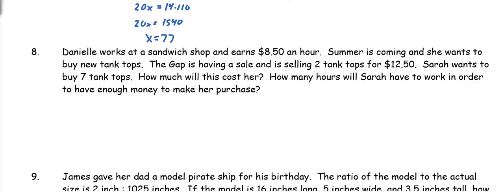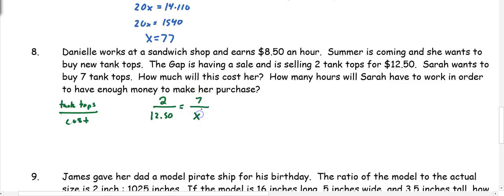how many shirts she wants, the tank tops, versus the cost. So we know that 2 tank tops cost $12.50. So how much do 7 tank tops cost? So we're going to put x in the denominator for our cost. So when we cross multiply, we get 2x equals 7 times 12.50, which gets us 2x equals $87.50. And we divide, we get $43.75.